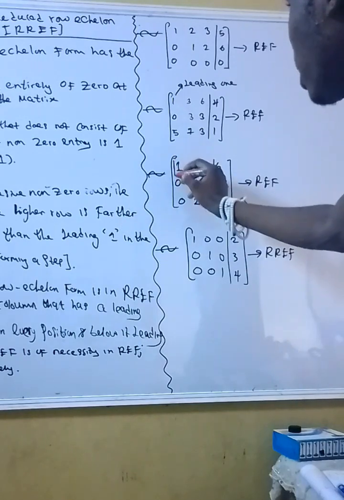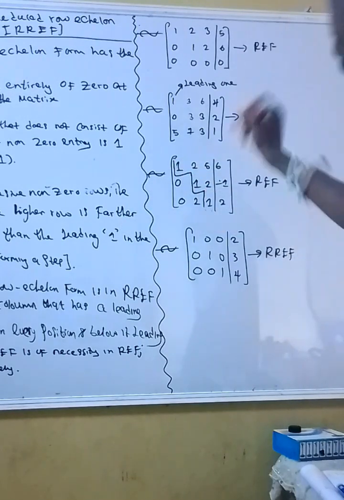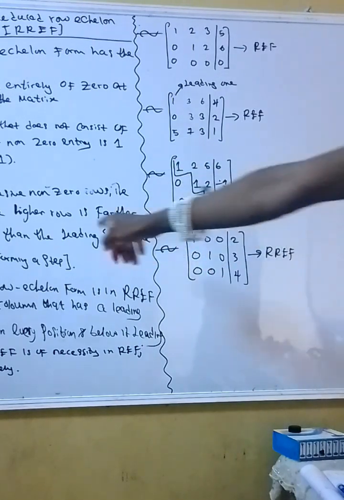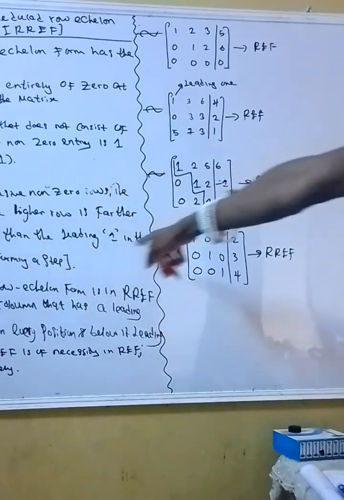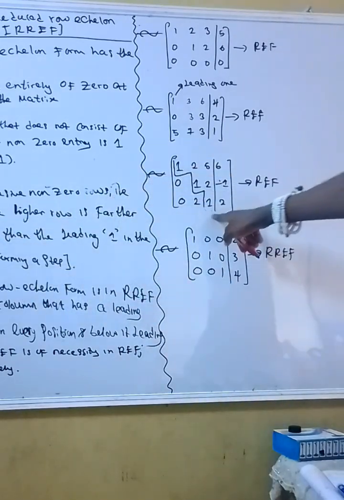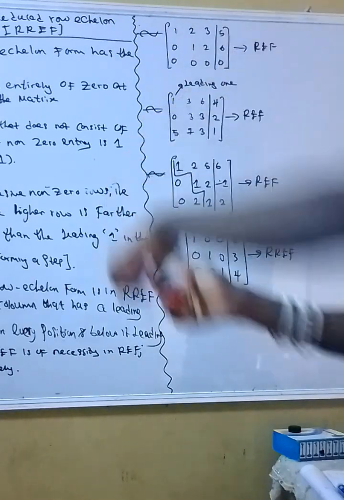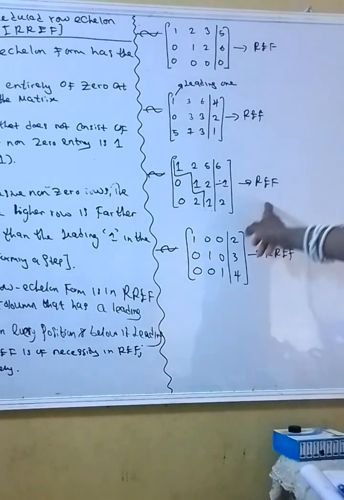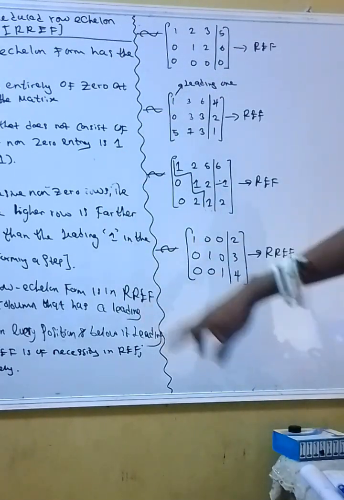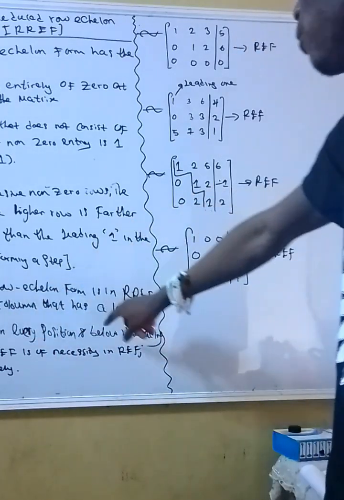Look at it now, just like a step, as you can see. The leading one in the higher row is farther to the left than the leading one in the lower row. As you can see, this is far to the right. The leading one in the higher row is far to the left. This is also a property of what? Row echelon form.